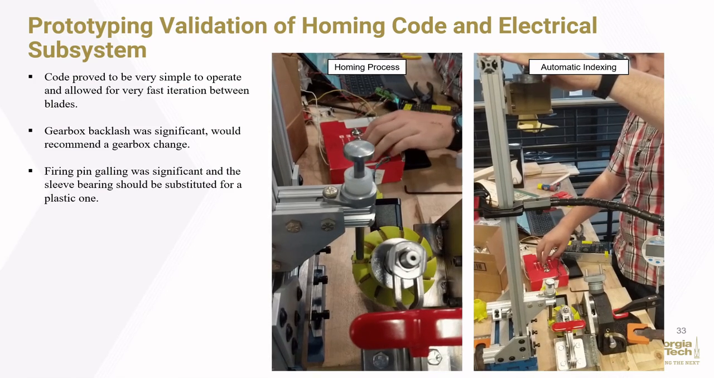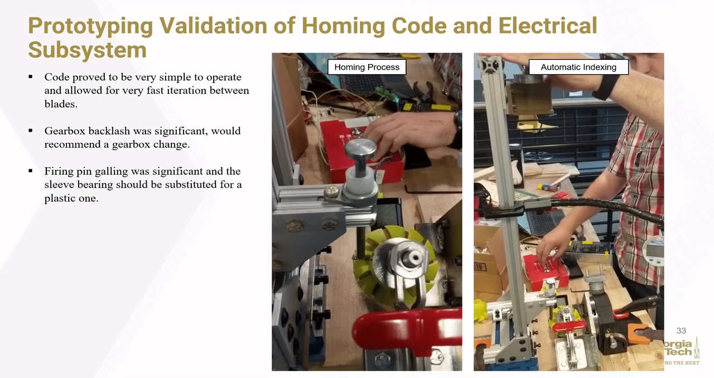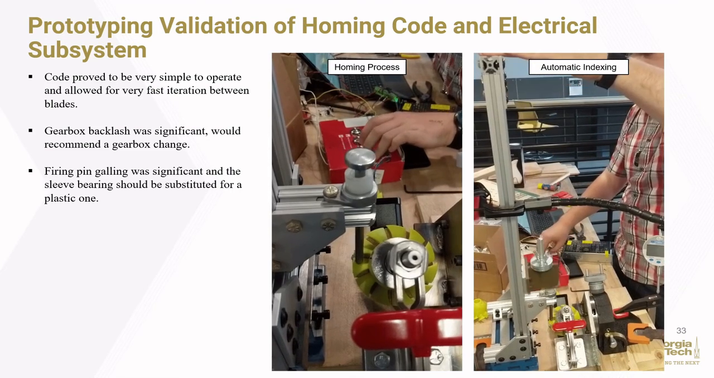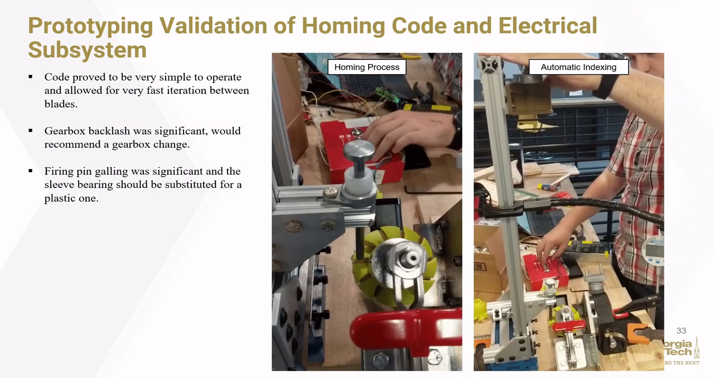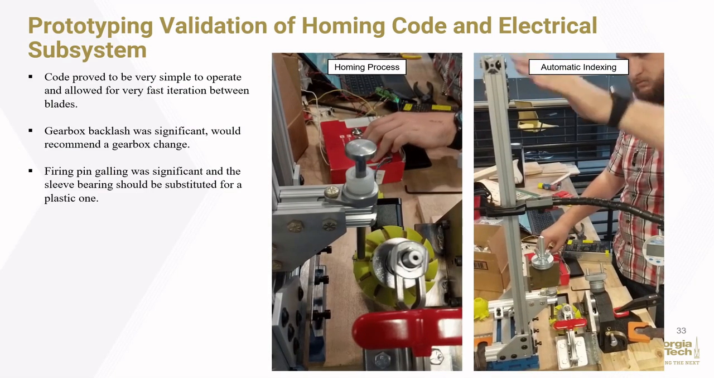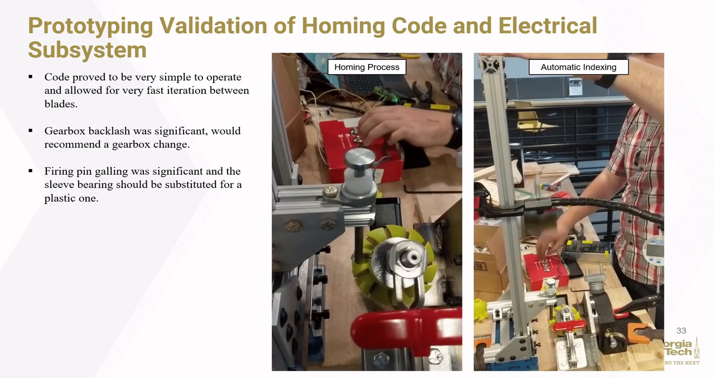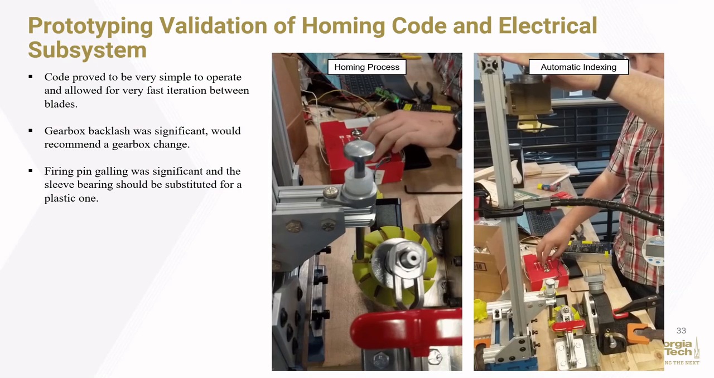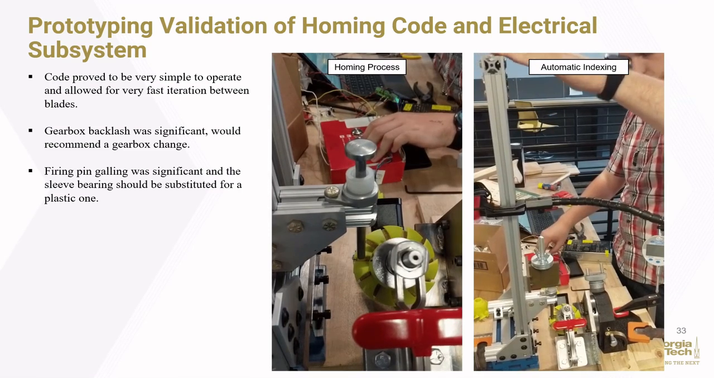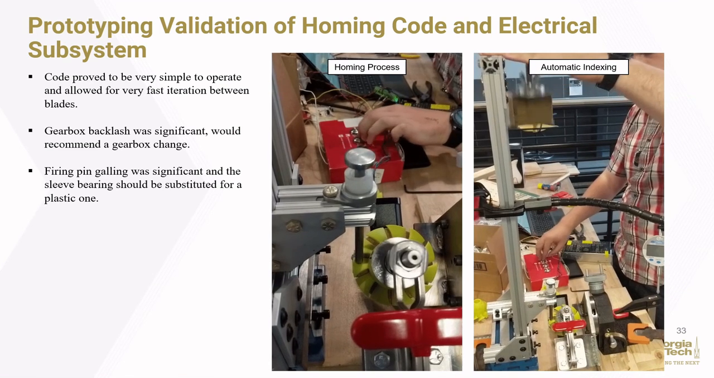The code was designed to be simple and straightforward to operate and allow for rapid indexing between fan blades. However, during our testing, the gearbox proved to have insufficient tolerances between the gears and allowed for substantial backlash, even when the motor did not turn at all. For this reason, a different one will be recommended for use rather than the one used for prototyping. Additionally, the galling of the firing pin in the sleeve bearing caused more difficulty in rotation than was expected, so it will be replaced with a plastic one.